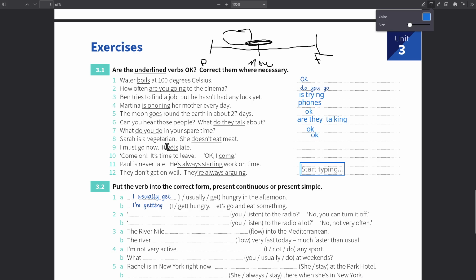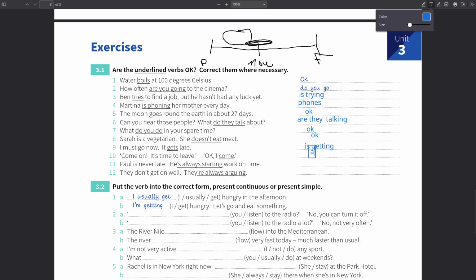So look at this part. Now we're talking about the present. We're talking about a situation that's happening right now, right? So it is getting late, okay? Because we're talking about something that is happening right now, right? It's getting late. Come on. It's time to leave. Okay.